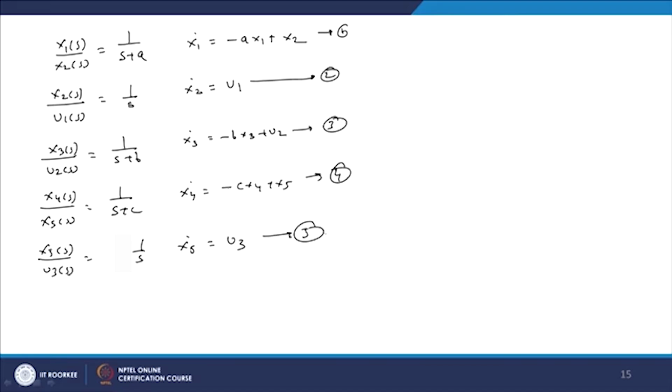So we have got 5 equations, 1, 2, 3, 4, 5. Now we have to solve this, that means we have to represent it in state space form.